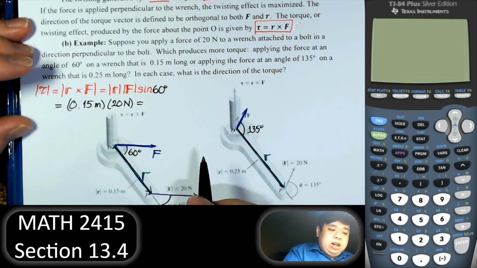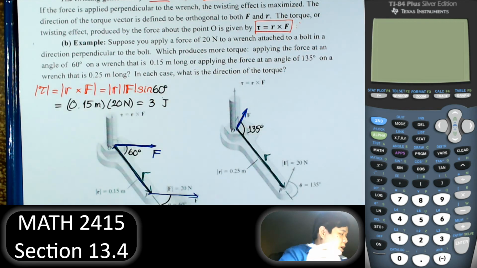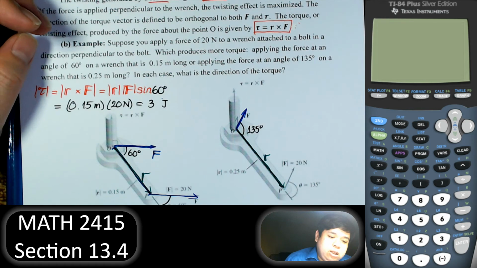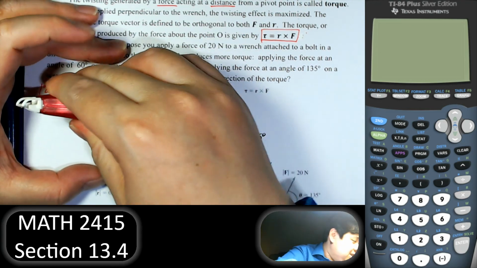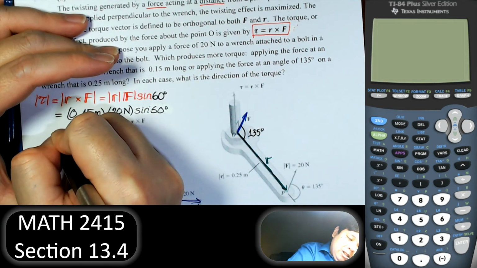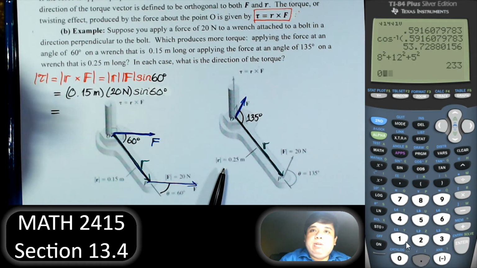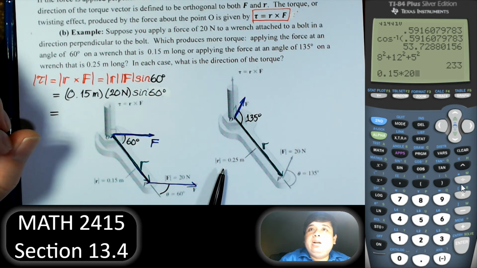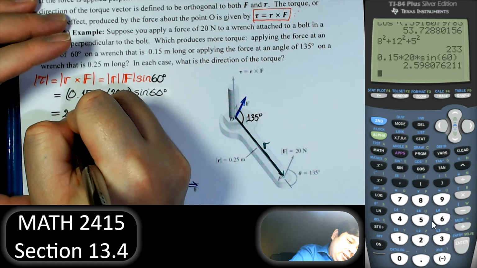Of course, 20 times 1, that would be 3 joules. Simple enough, if I do it correctly. Sine of 60 degrees. Let's get that small number: 0.15 times 20, sorry, times sine of 60 is 2.59 joules.